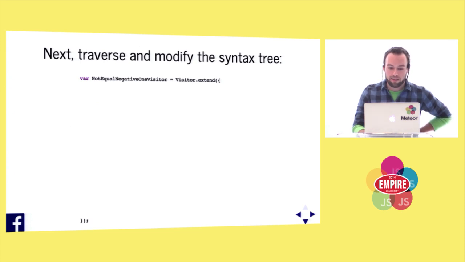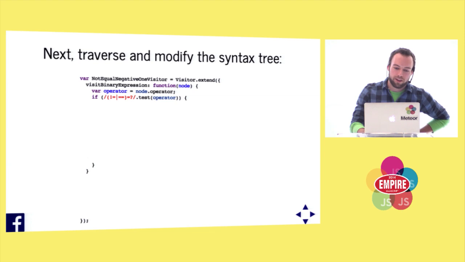And in this case, I'm going to write this visitor class, which is just one of many abstractions that you can use for visiting an abstract syntax tree and manipulating it. And how does this work? Well, it's going to visit all binary expressions and grab the operator from such nodes, and then check this clever regular expression to see if the operator is either double equals or triple equals or not equals or not double equals, which are all things that we can handle here.